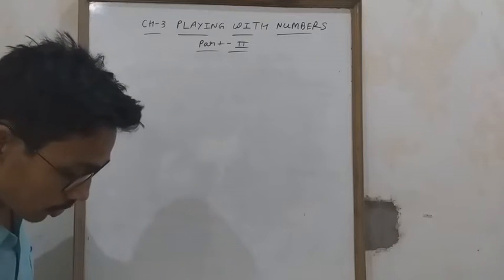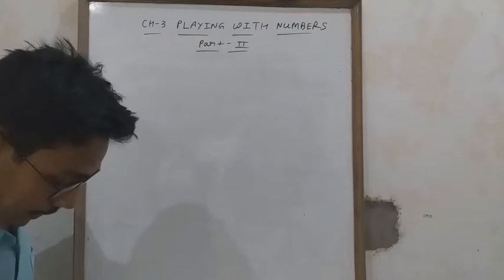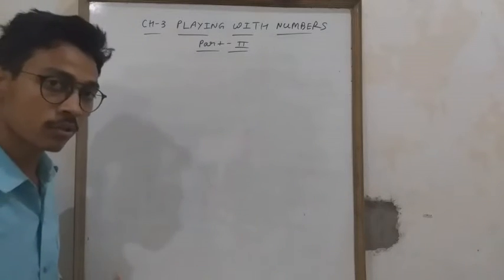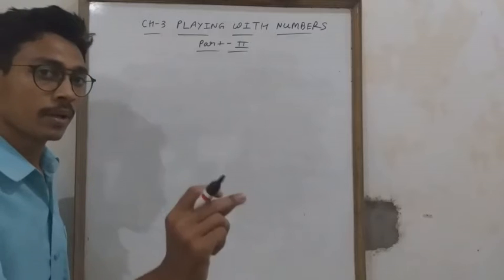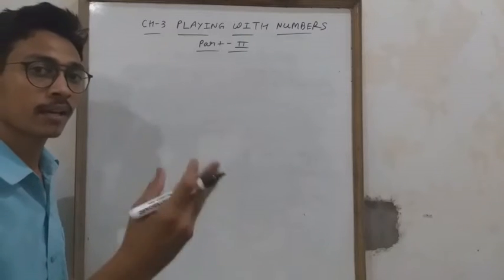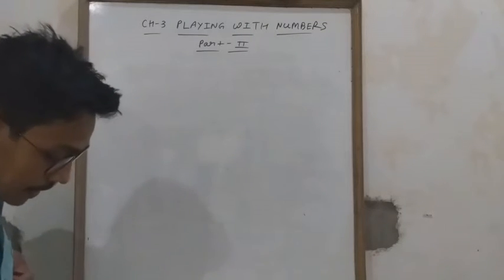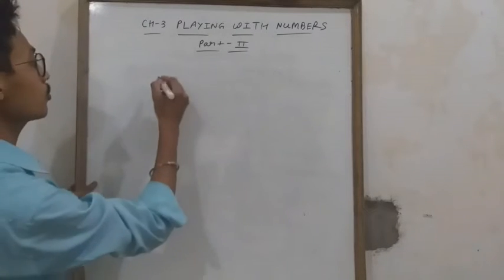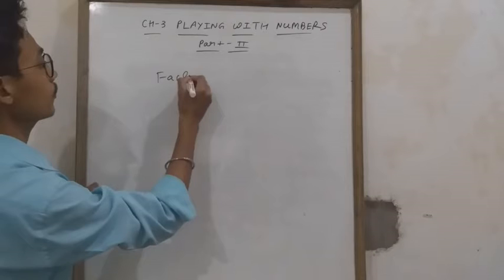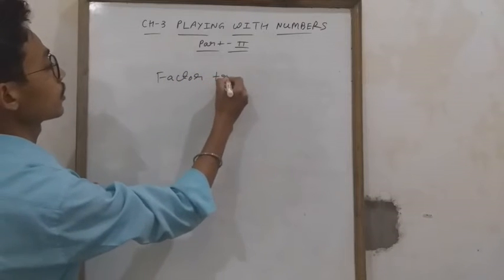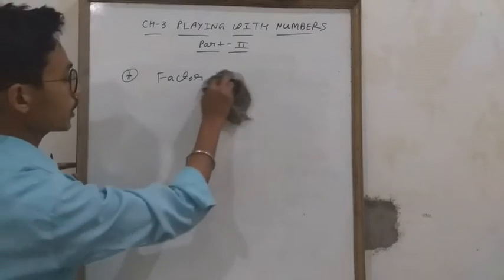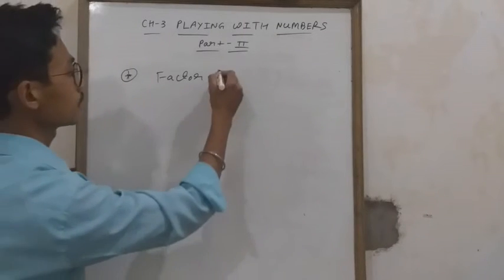The next thing given in your book is prime factorization. Clear, students? Prime factorization, does everyone know prime factorization? A prime number means a number having only two factors, 1 and the number itself. So I will take one example. See, for prime factorization there are two methods given in your book. First is the factor tree. So the tree method.